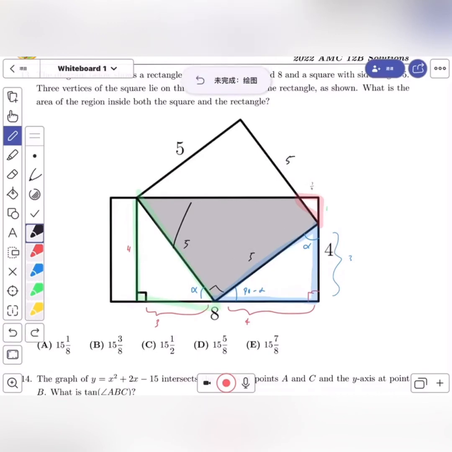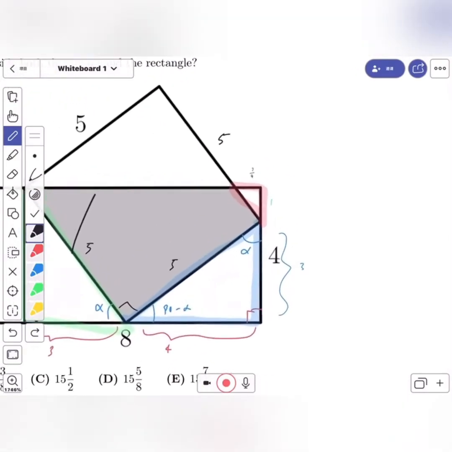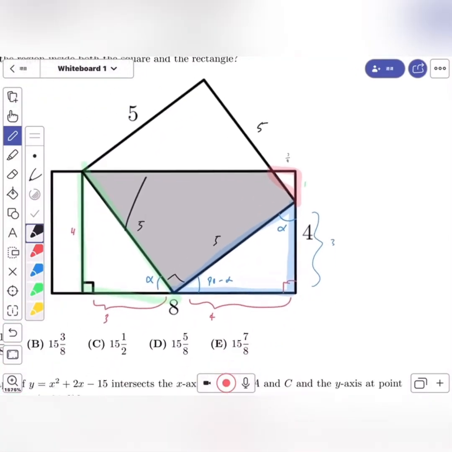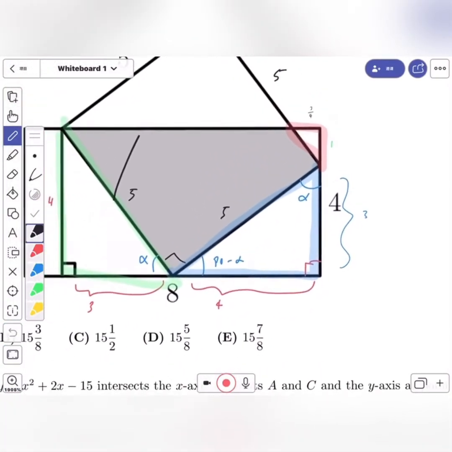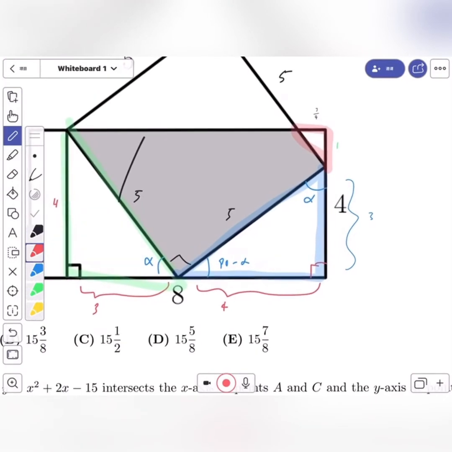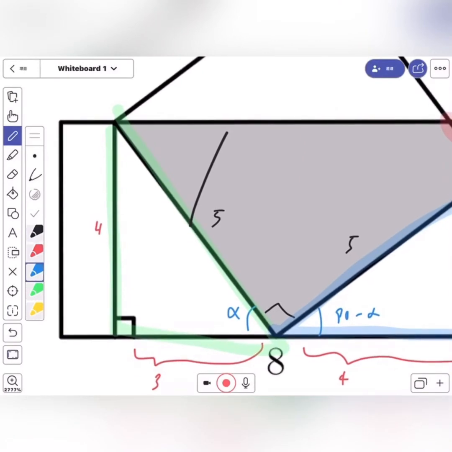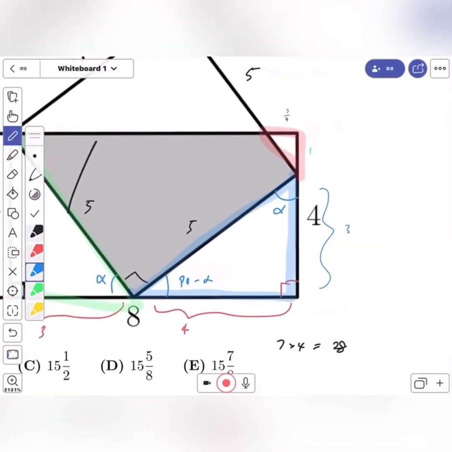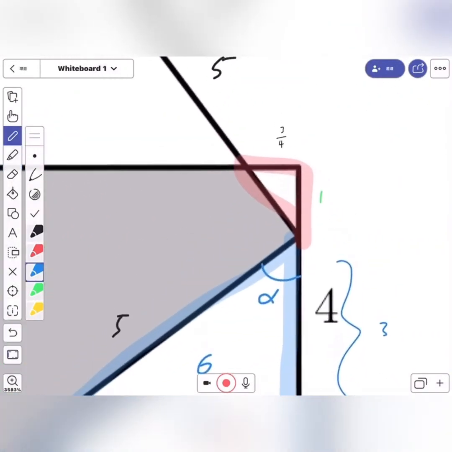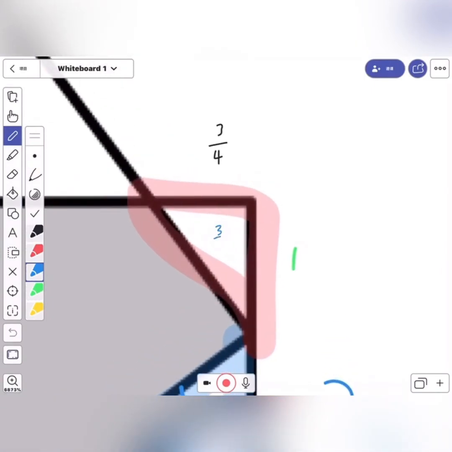So this is equal to the area of the rectangle subtracted by the area of the 3 separate small triangles. What is the big area? It's just 7 times 4, which is equal to 28. Now we just try to compute these areas. This area is just 6. This area is also 6. And this area is simply 3/8.